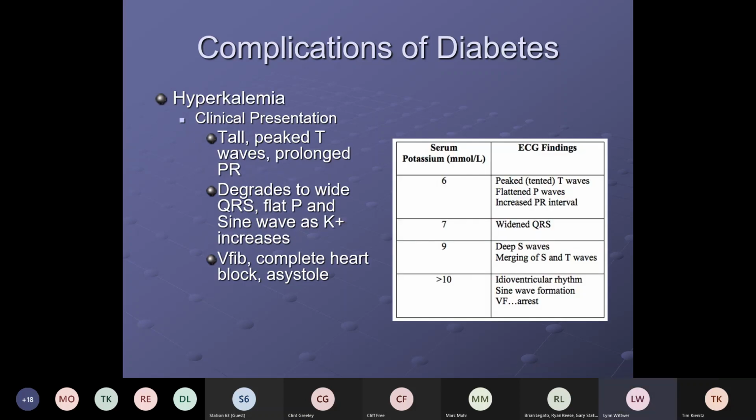So clinical presentation classically starts out at about serum, normal serum potassium is 4.5 to 5, roughly, maybe 5.5. And at 6, you start getting peaked T waves. The P wave also flattens. At a level of 7, the QRS widens. At a level of 9, you have deep S waves, and the S and T waves begin to merge together. And at greater than 10, it looks idioventricular, usually, maybe a sine wave kind of look.